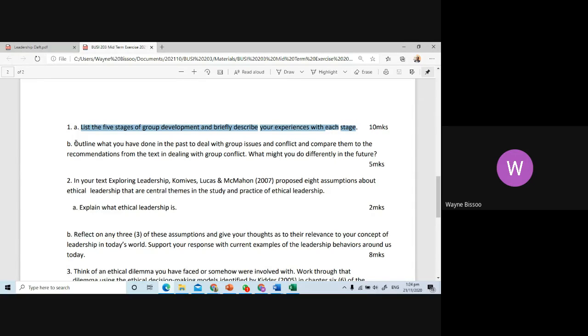So part B of question 1 is: outline what you've done in the past to deal with group issues and conflict and compare them to the recommendations from the text in dealing with group conflict. What might you do differently in the future? So this is, again, reflect on what took place in the past and look at what the text content of the chapter recommended about handling conflict, and then use your own reflections to say, has there been a change in how you're thinking and that type of stuff? All right, so far so good.